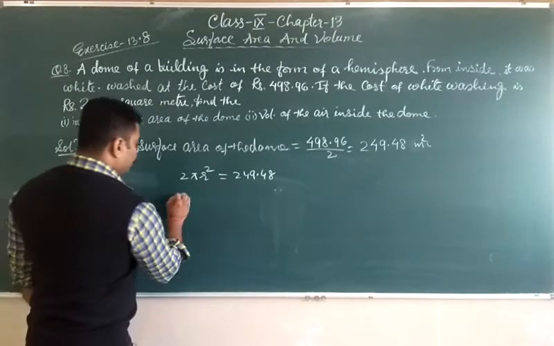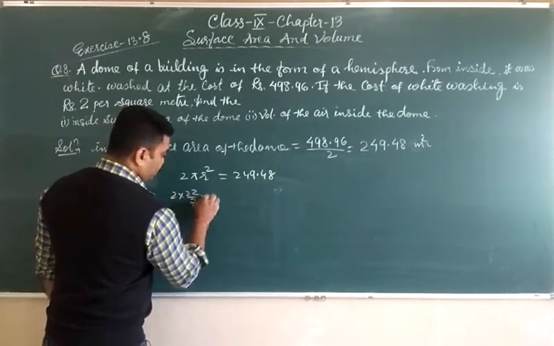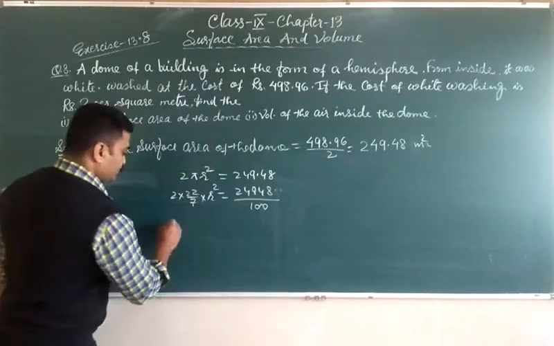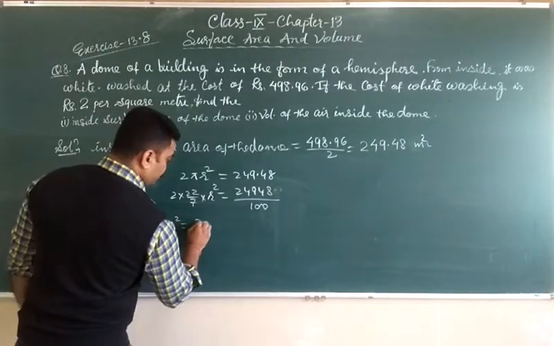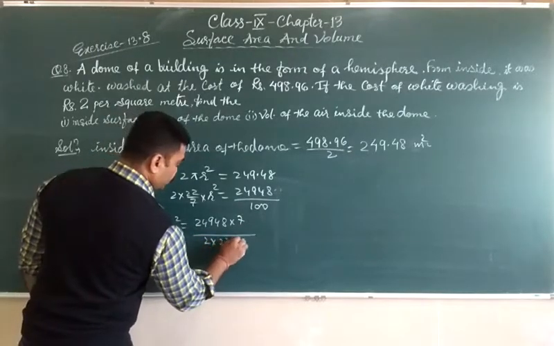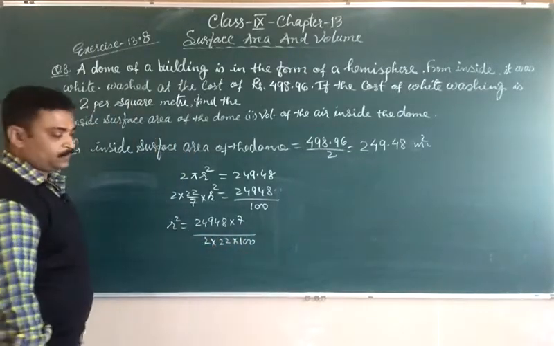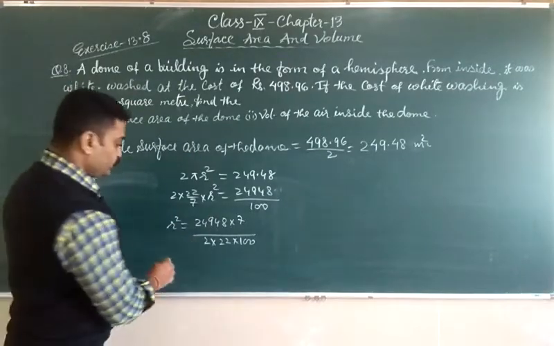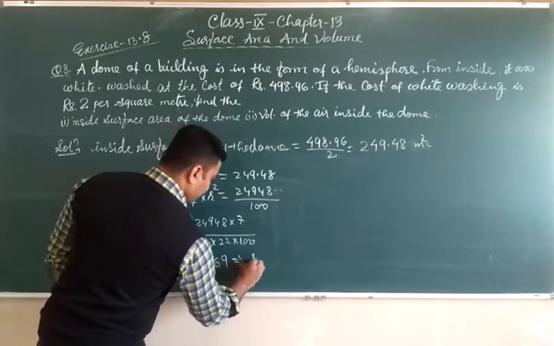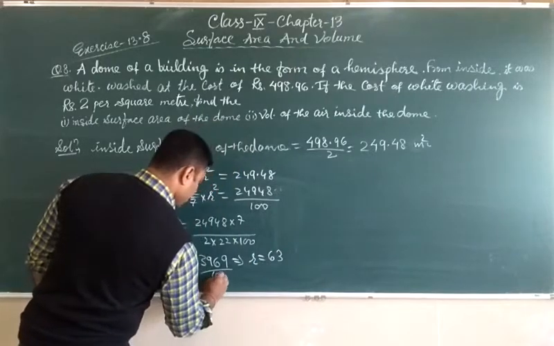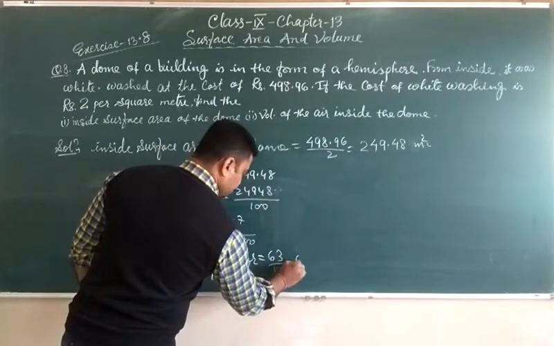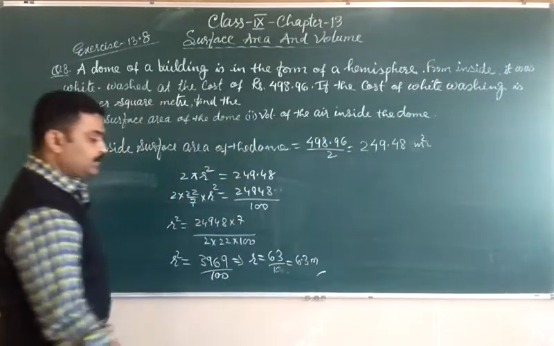Isn't it? Now 2 into 22 upon 7 into r square is equal to 24948 upon 100, or r square is equal to 24948 into 7 upon 2 into 22 into 100. Students, after solving this, you will get r square is equal to 3969 upon 100, and this implies r is equal to 63 upon 10. That means 6.3 meter. r is equal to 6.3 meter.